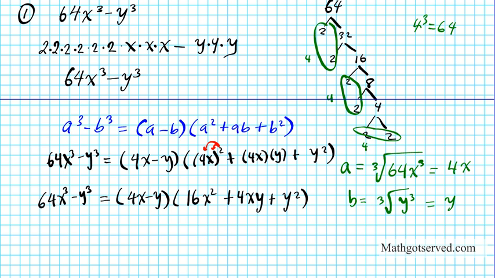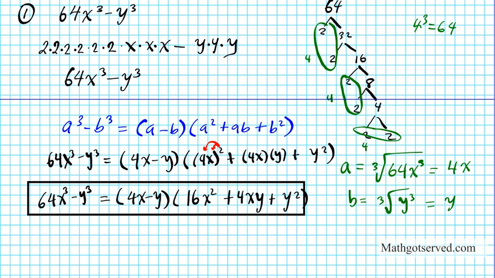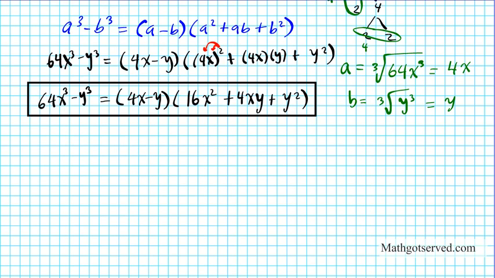Alright, so there you have it. Now let's try another example. We're going to follow the same set of instructions. We want to factor completely. We want to factor the expression. For number 2, we want to factor the expression 2y to the third plus 54.